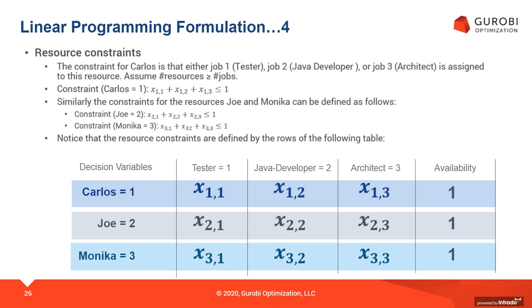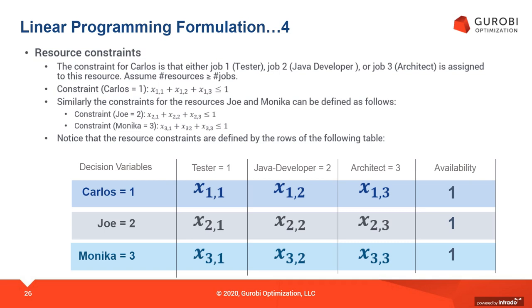And the other type of constraints that we are going to have are the resource constraints. And again, we can use our table here to see how this constraint can be formulated. So now, resources are defined based on the rows of this table. Here, the possible choices are that Carlos is assigned to a tester job, or to a Java developer job, or to an architect job. And Carlos is 100% available to be assigned to any of these jobs. But in this particular case, we use a less or equal constraint, meaning that there might be constraints that impose a condition that doesn't allow a particular resource to be assigned to the job.